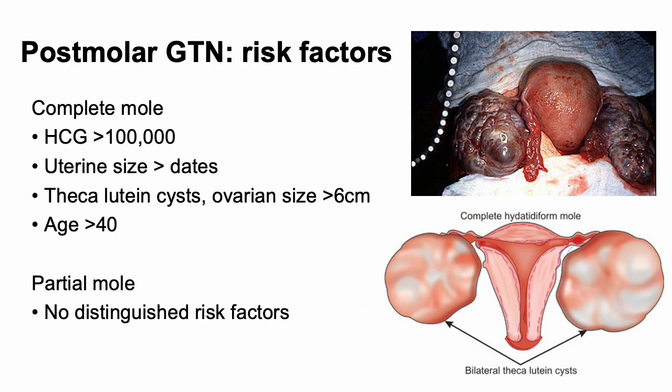Risk factors. After uterine evacuation, local uterine invasion can occur in about 15% of patients, and metastatic disease will occur in about 4% of patients. With a complete mole, these are high risk factors for postmolar persistent tumor: HCG greater than 100,000, uterine size greater than dates, theca lutein cysts, which I have here, and then age greater than 40. So they're kind of high risk factors to have postmolar GTN. And with partial moles, there is no distinguished risk factor.